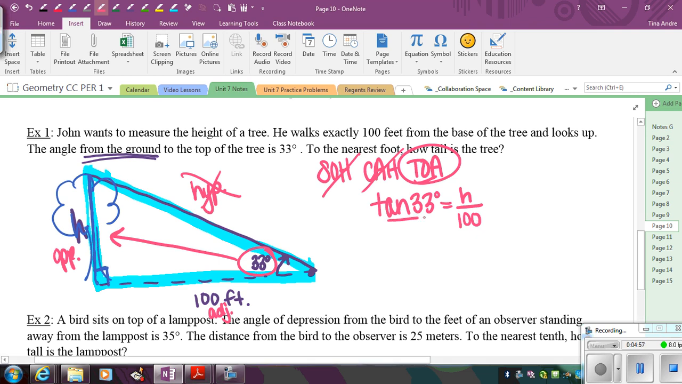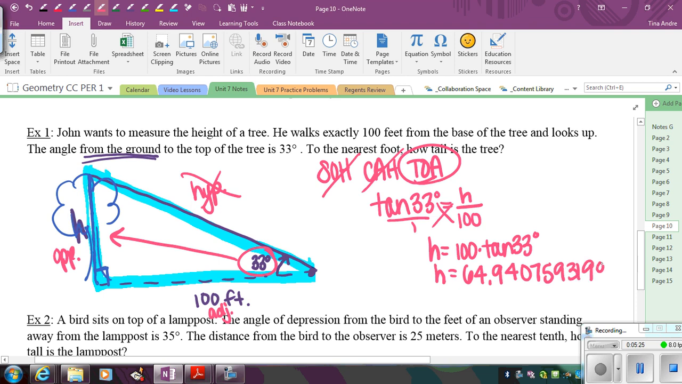Now I'm going to show the solving. So I'm going to put this over 1. I'm not going to just plug into my calculator. I'm actually going to write out my work. So the height is equal to 100 times tan of 33 degrees. I'm going to go to my calculator, make sure it's in degree mode. I'm going to type in 100 times tan of 33 degrees in degree mode. The height comes out to be 64.94075939198. When I'm in float 12 for my decimals, we want to round to the nearest foot. So nearest whole number means that's going to bump up to 65 feet.